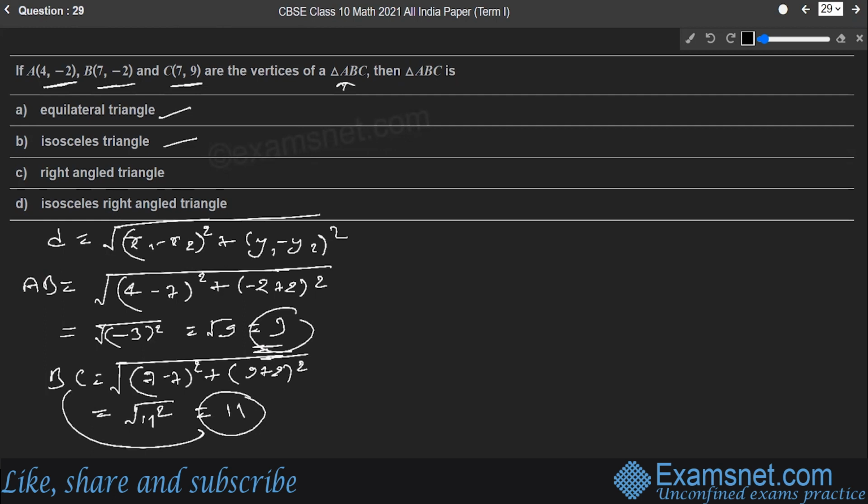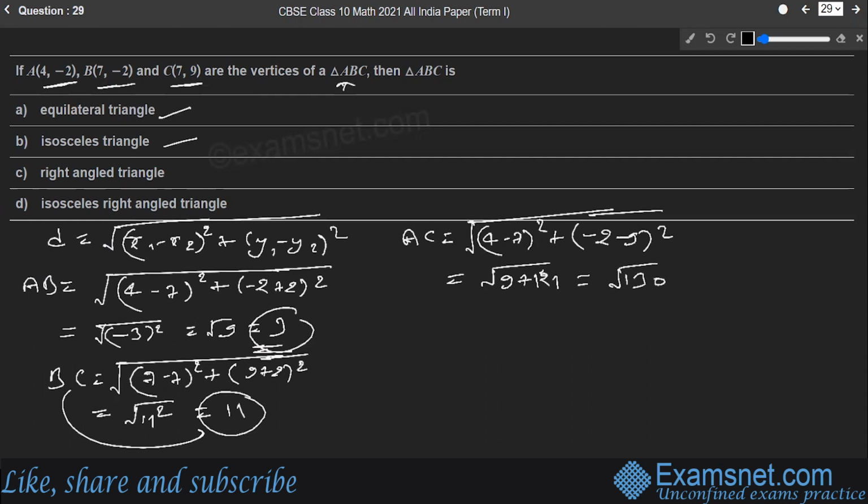Let us have the third side as well. AB and BC have come. Let us find out the AC as well, that is under root of the sum of the square of the difference of the x coordinates, plus the square of the y coordinate difference, that is (minus 2 minus 9) whole square. If we solve this further, this comes out to be under root of 9 plus 121, that is nothing but under root of 130. So the AC value comes out to be under root of 130.